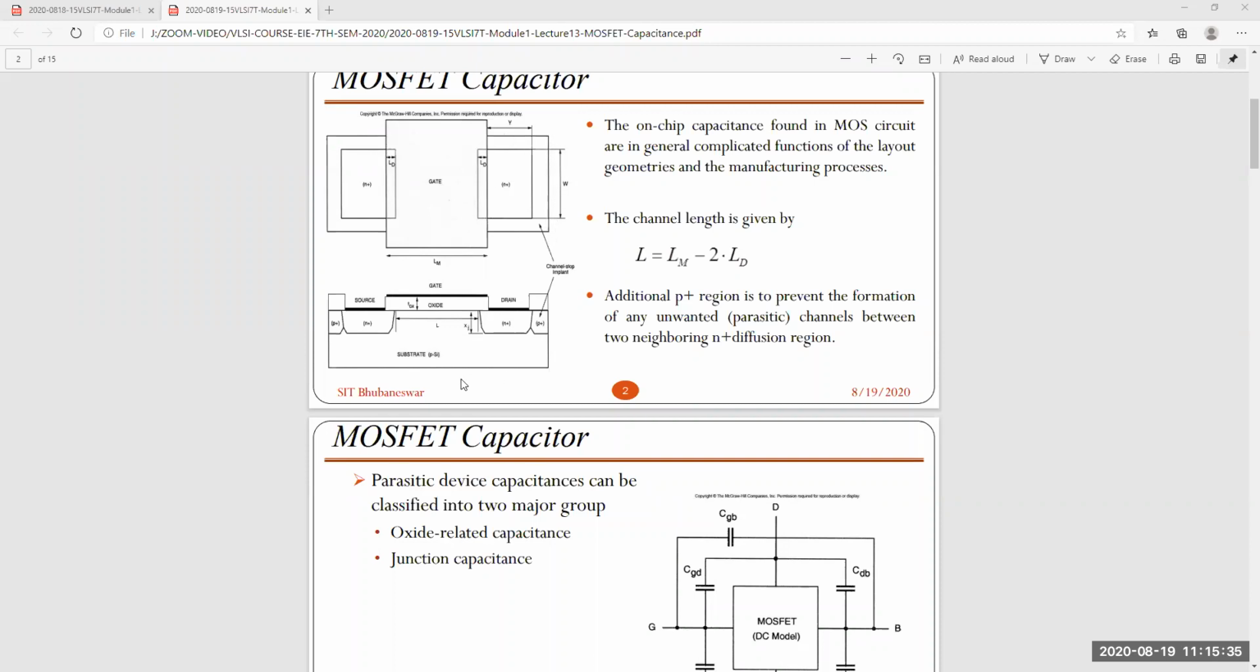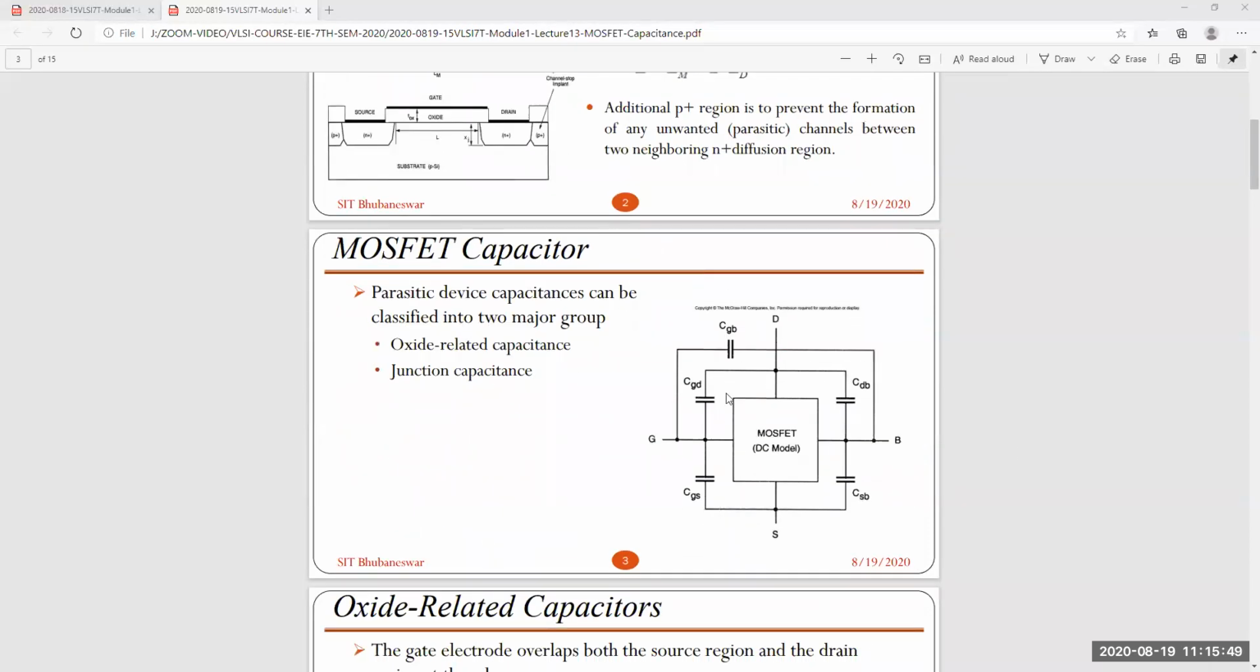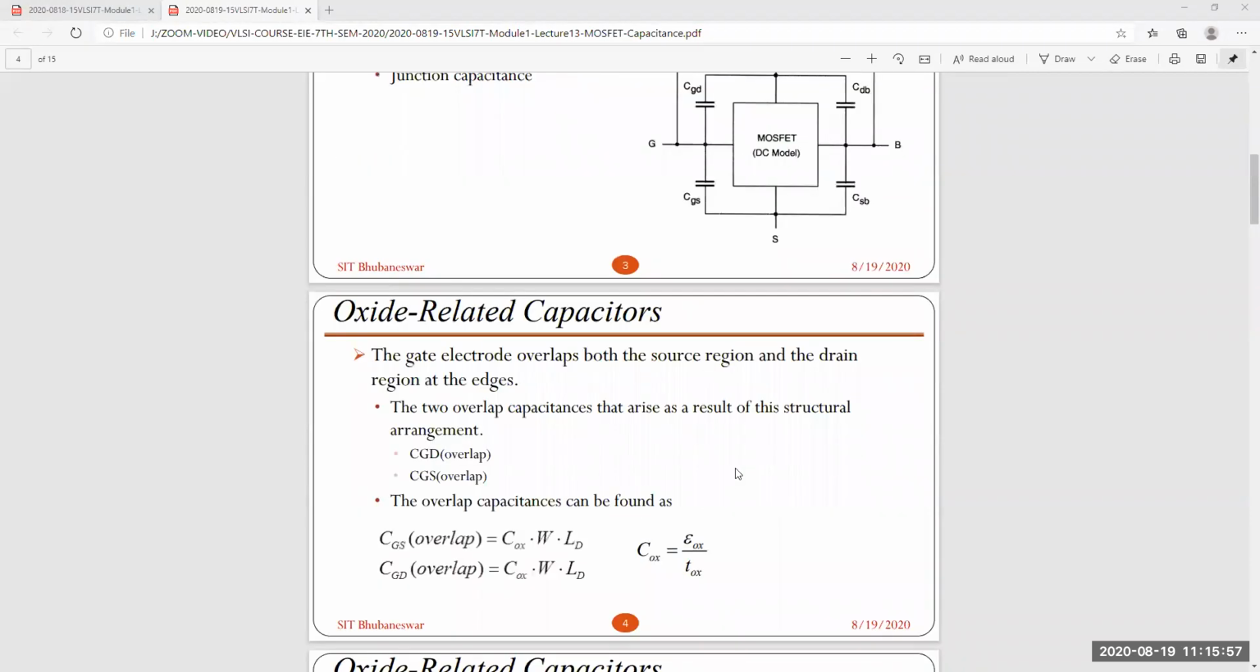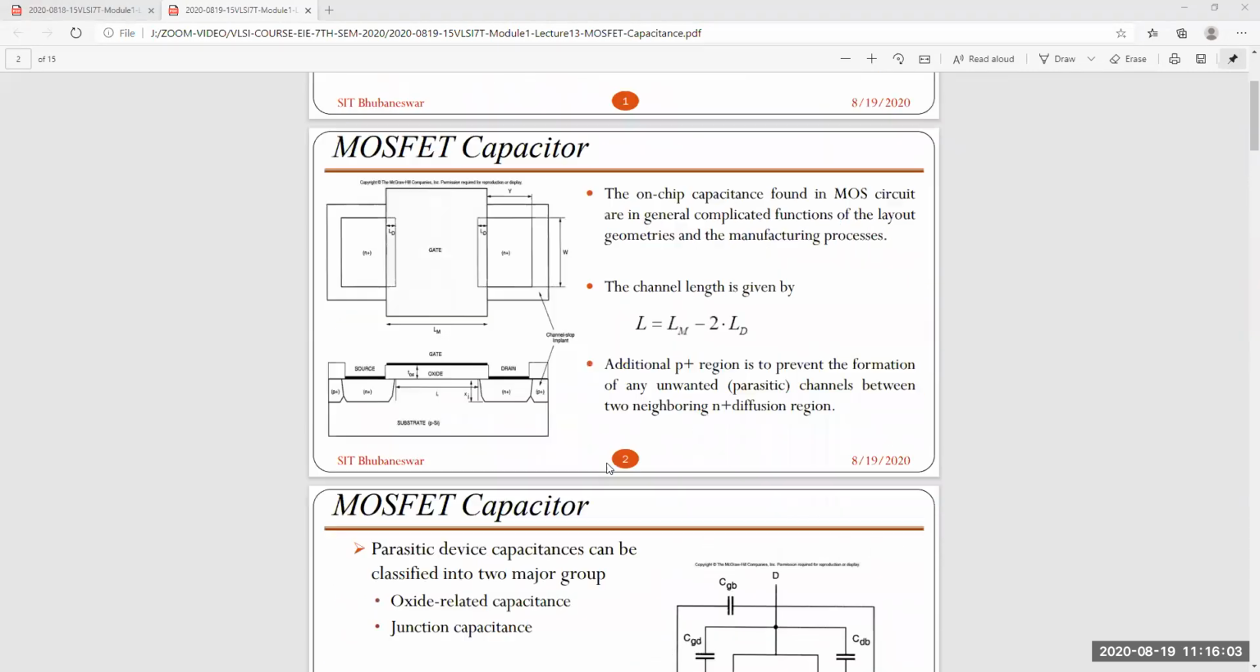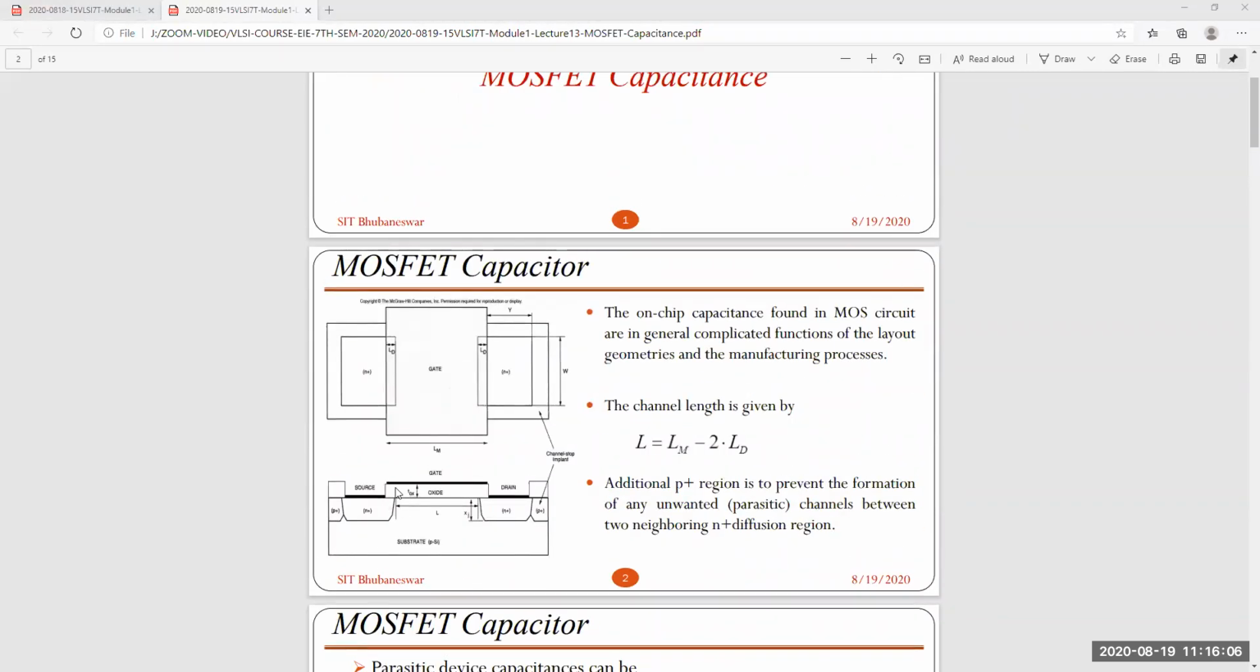This is the width. Because you are seeing the front view, we are not seeing the width, but here you can see the width of the transistor. Now these are the capacitances we discussed: oxide related capacitances, junction capacitances, CGD, CDB, all these things. What is the overlap capacitance? It is nothing but Cox, this is the Tox, into W into LD. This part is your LD.